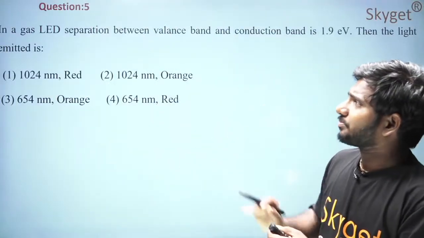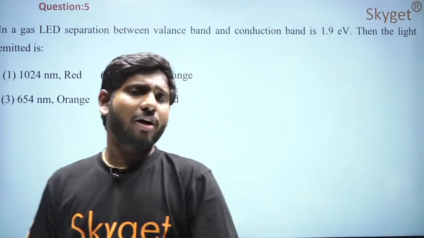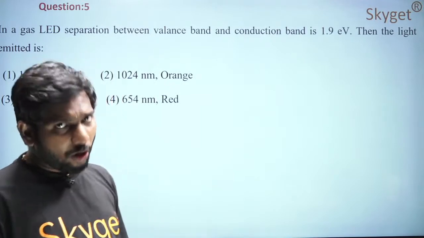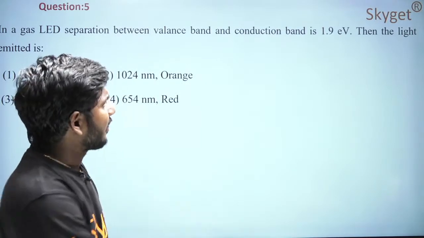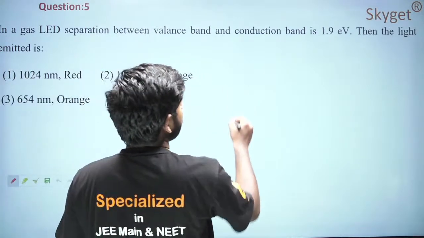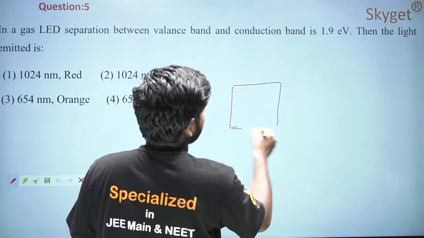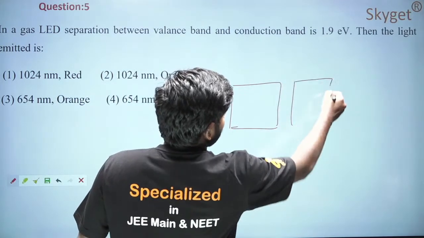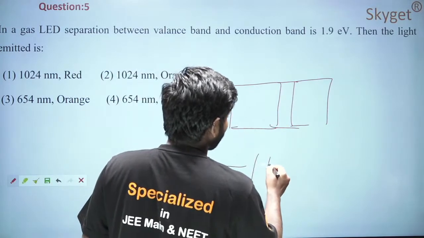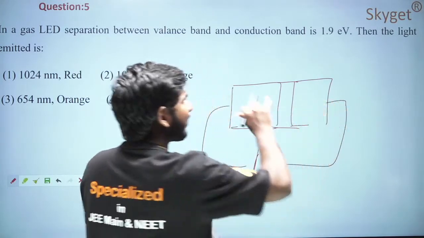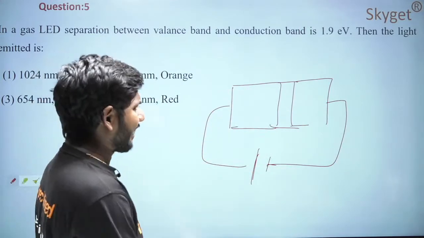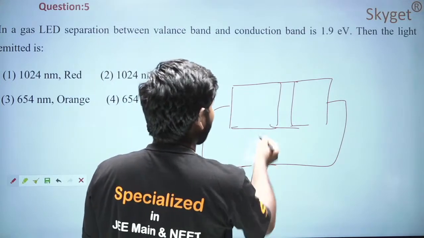So next, this question is based on LED. What is the concept of LED? Light emitting diode, in the semiconductors topic. It is nothing but a p-n junction diode connected in forward bias. This question is easy, students, but I am trying to give an overview of what a light emitting diode is. So this is a light emitting diode connected in forward bias.